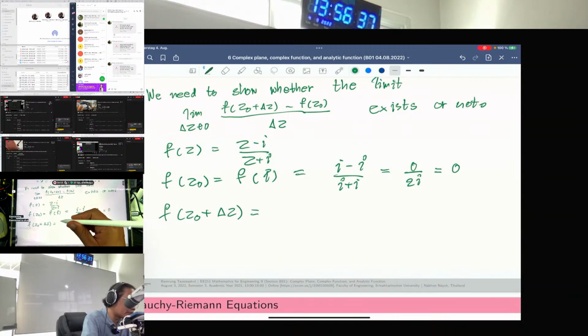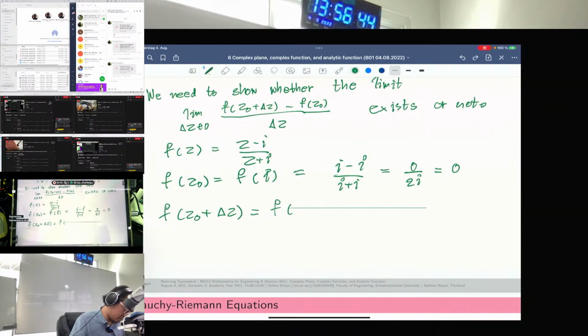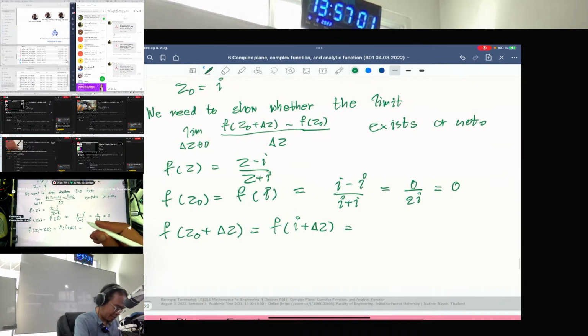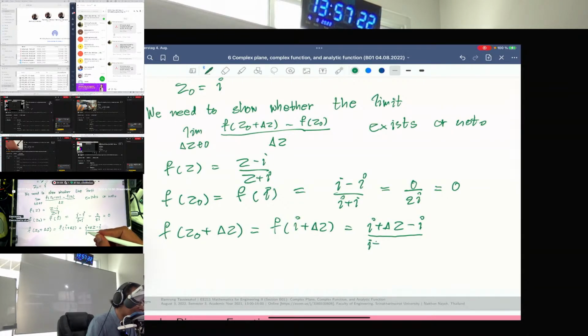Yeah, it's going to be I plus delta z, right? And it's actually equal to something like that. So it's going to be I plus delta z, like that, delta z and minus I, right? Divided by z, which is I plus delta z in plus I, right?